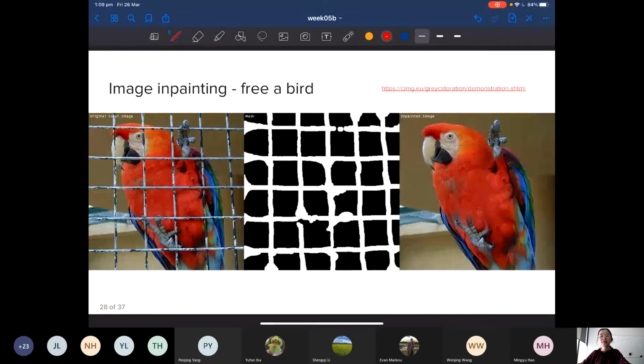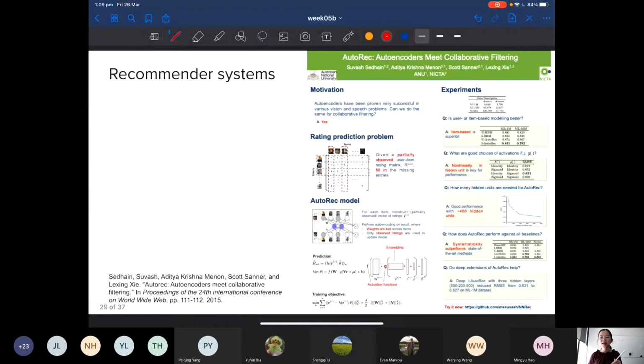So are there any questions about this whole denoising autoencoder and in-painting part? Nope. Then let's move on to our second major application, which you will probably have to do in your assignment 2, which is being written right now. You will have done some autoencoder in the lab, and now you can use it for recommender systems.